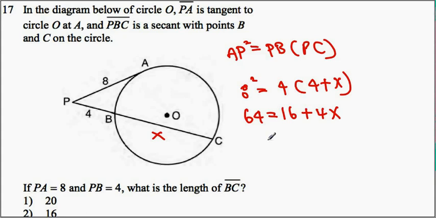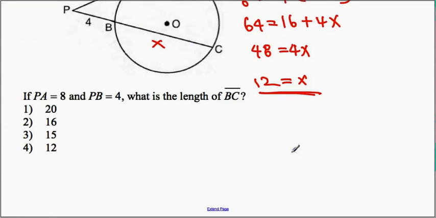Then here we have 64 is equal to 16 plus 4x. Then we get to realize 48 must be equal to 4x, where x is equal to 12. Now x is equal to 12, so BC will be 12 here, which is choice 4.